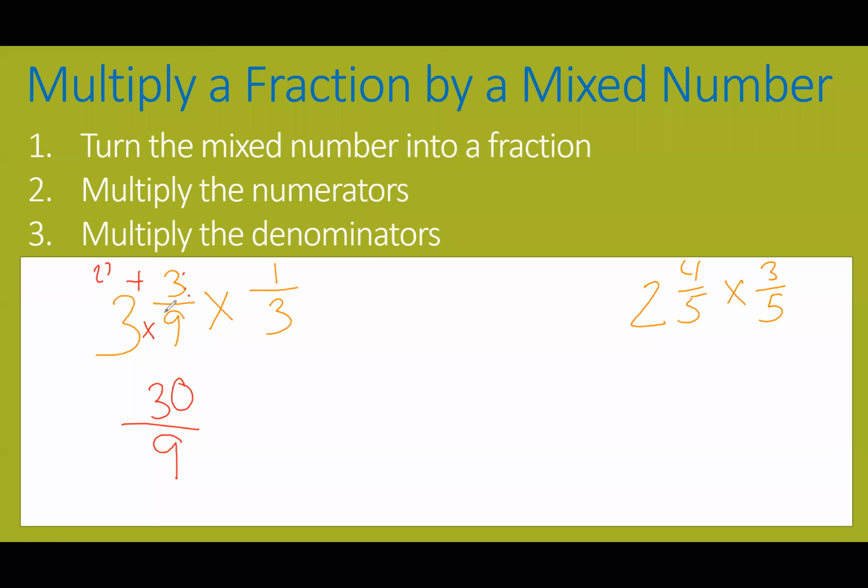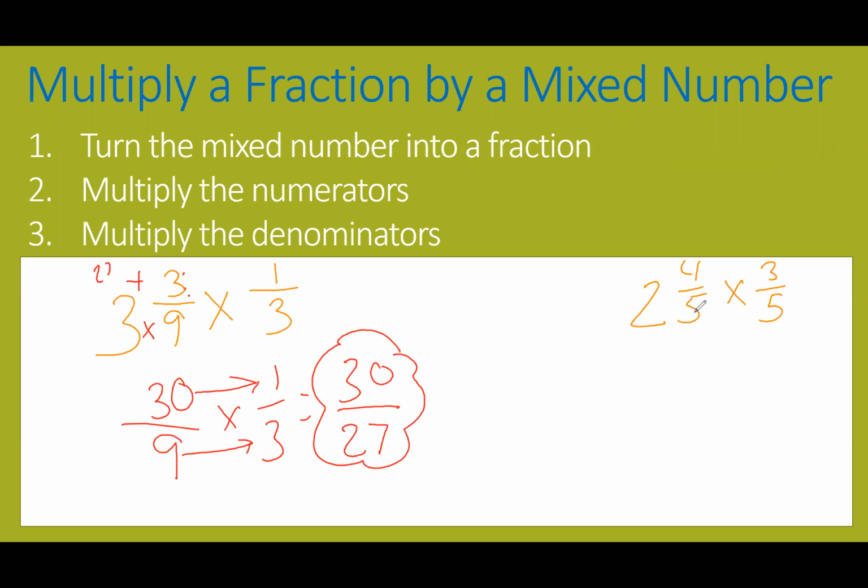It's like a shortcut. So 9 times 3 is 18. I'm sorry, 9 times 3 is 27. Whew, 27 plus 3 is 30. And I multiply times 1/3. 30 times 1 is 30. And 9 times 3 again is 27. There's your answer.